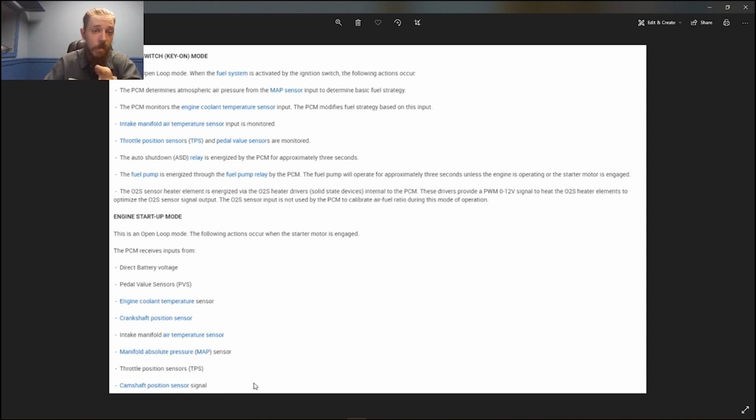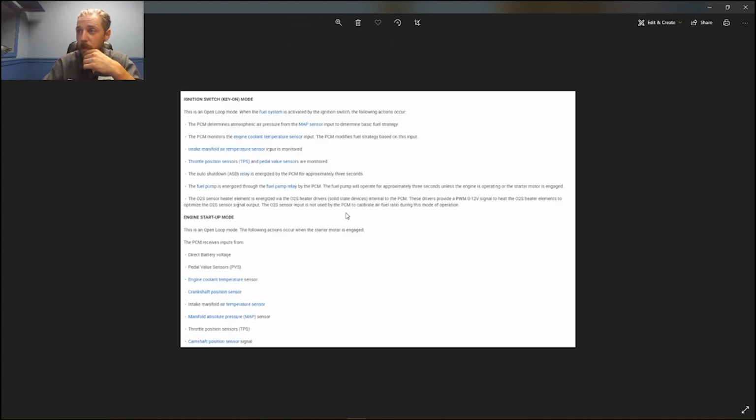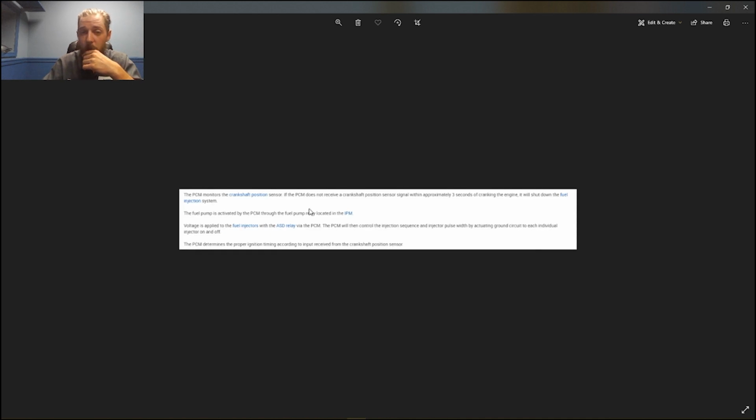Camshaft position sensor, once again, not going to cause a no crank. Got to be cranking over to be able to read a value off of it. So let's bounce over to our last little bit here.